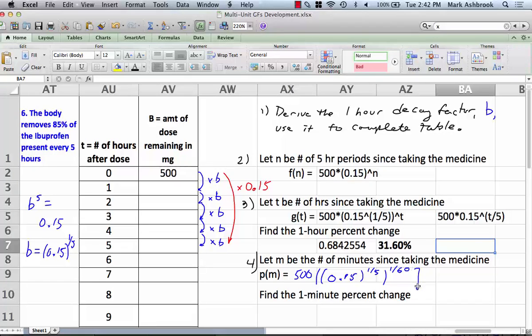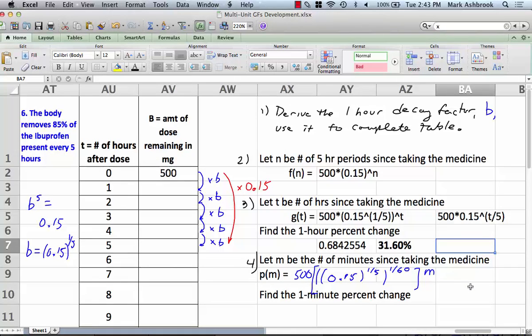And so we can take that whole thing as the 1 minute decay factor, take it to the M for the number of minutes. So notice how many decay factors we have all wrapped up in this one. 0.15, which decay factor was that? 5 hour, to the 1/5 is the 1 hour, to the 1/60th is the 1 minute. And then in fact this whole thing is another decay factor. It's the M minute decay factor, right? So to the M gives you the decay factor for M minutes.